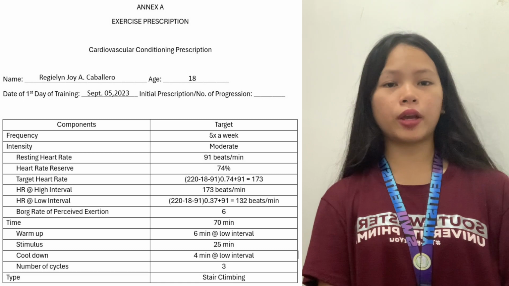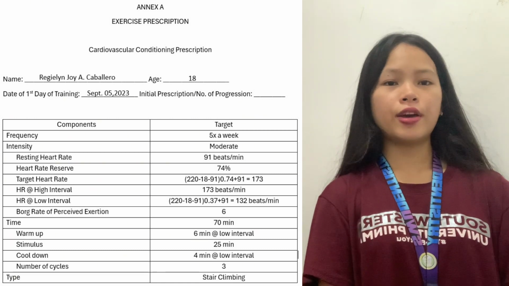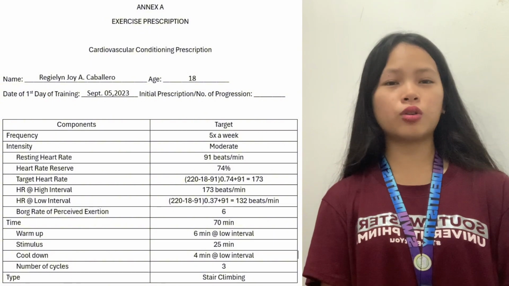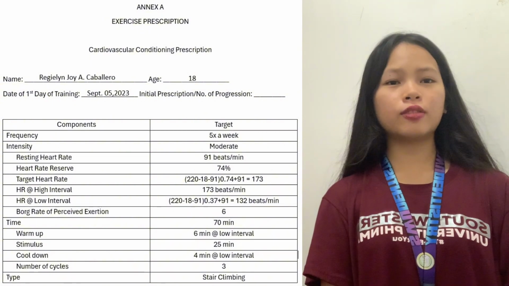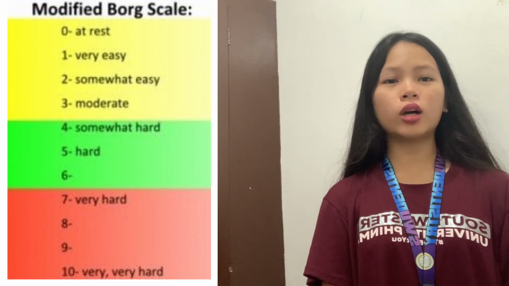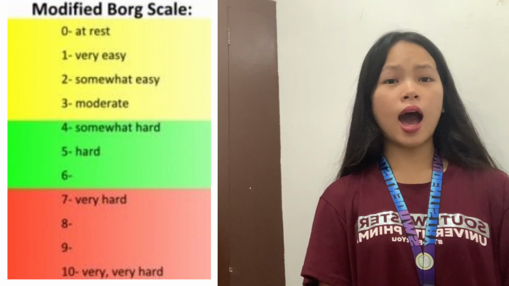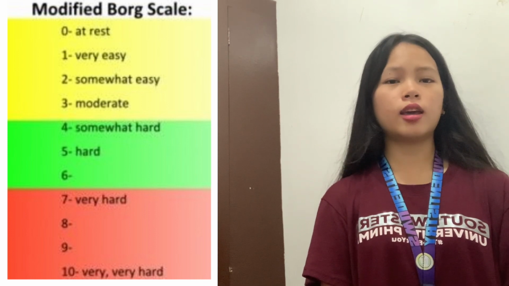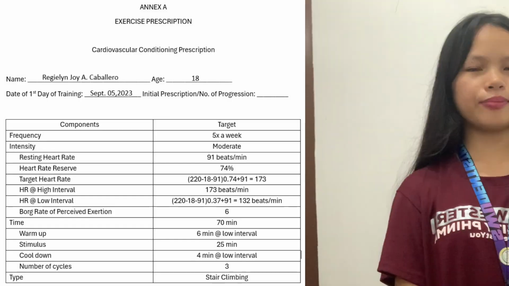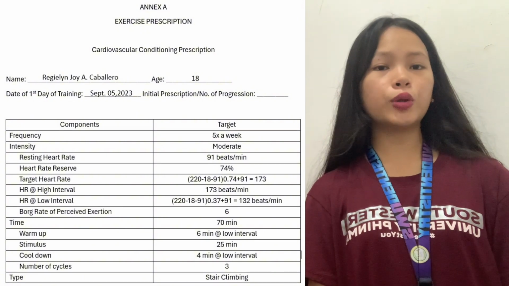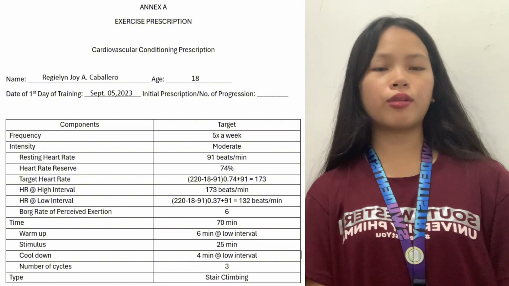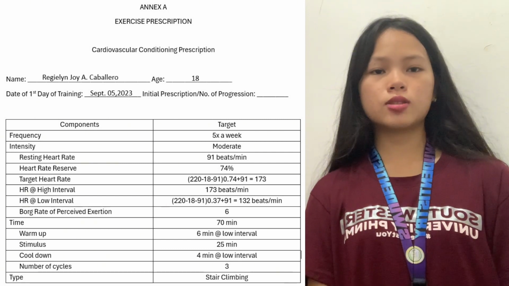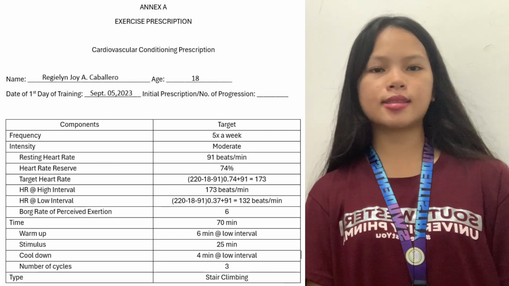Next, for the board rate of perceived exertion, this is where you rate the level of difficulty of your chosen cardio exercise. You can follow this one. From 1 to 10, it's your own choice how you will rate the difficulty of your chosen cardiovascular exercise. For time, it's up to you how long you're going to do it from the very start until the end, from warm-up to stimulus to cool-down, including your rest time.